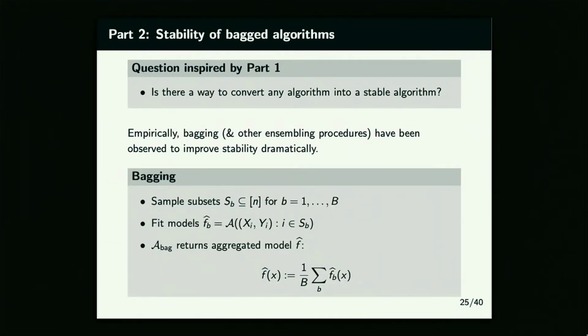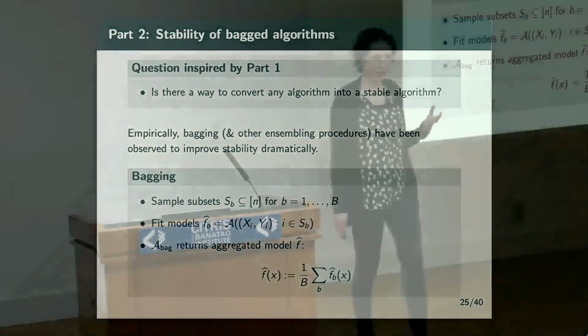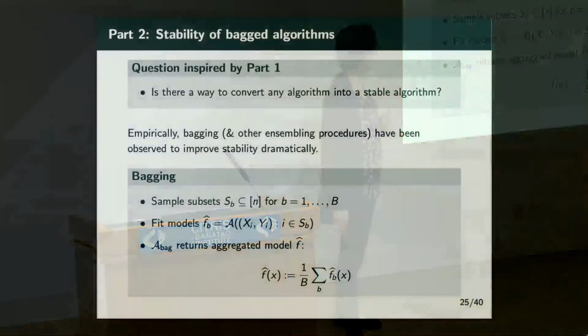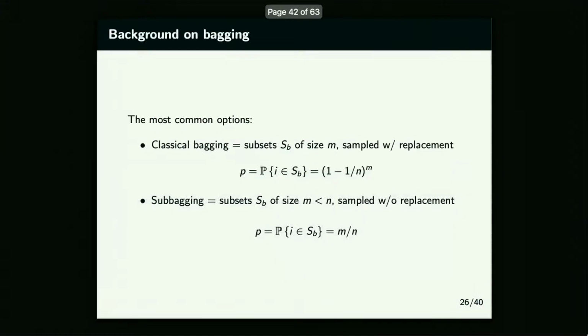So here's what I'm thinking of as a generic construction for the basic version of bagging. I'm going to take my data set of size n, my training data set. I'm going to sample a bunch of subsets and fit models to each of those subsets. And at the end, I'm going to aggregate. And in this talk, I'm thinking of just averaging to aggregate. Of course, you could have other choices that may be better for certain applications. But here, we're just studying the mean as the aggregation procedure.